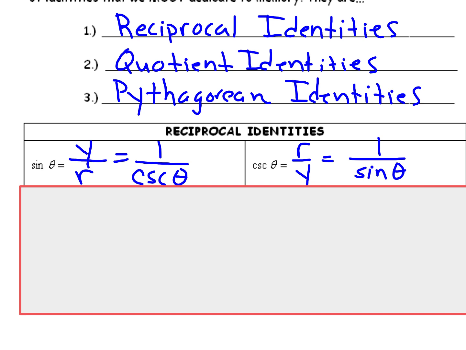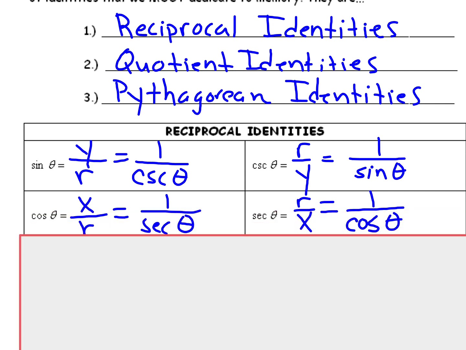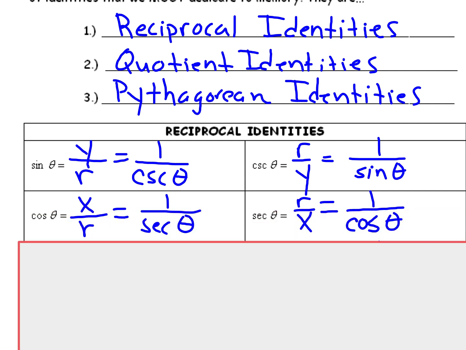All right, cosine, pretty similar. In this case, it's your x-coordinate, right? So you're doing x over r, or 1 over your secant. So you could flip your secant to find cosine. That's what that means. Secant is just your r divided by x, or your 1 divided by x if we're on the circle. So this becomes 1 over your cosine value.